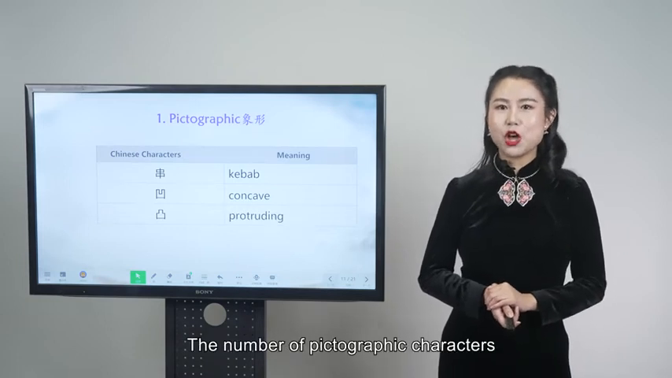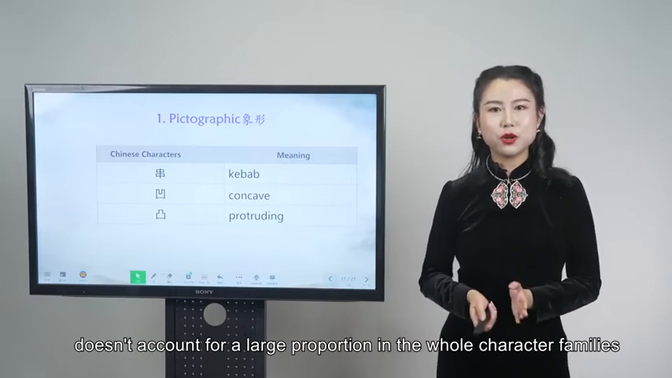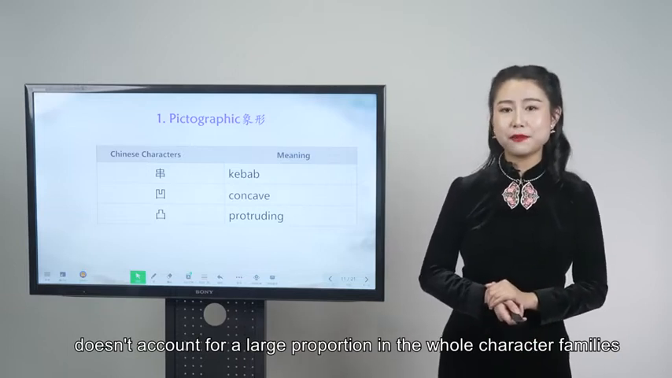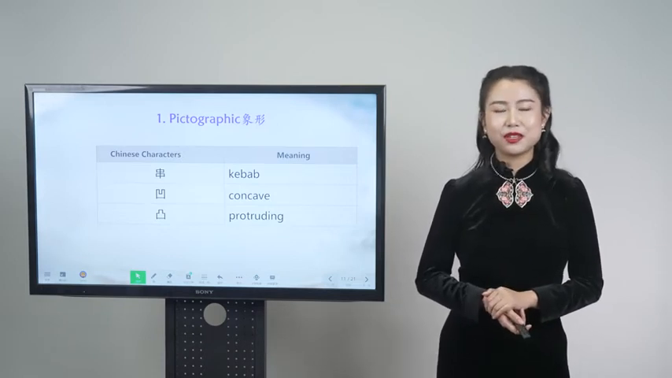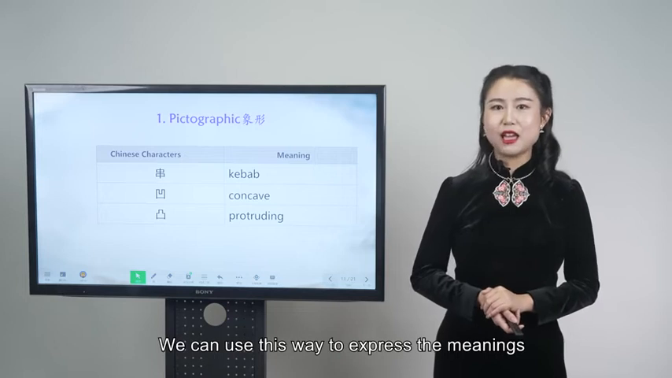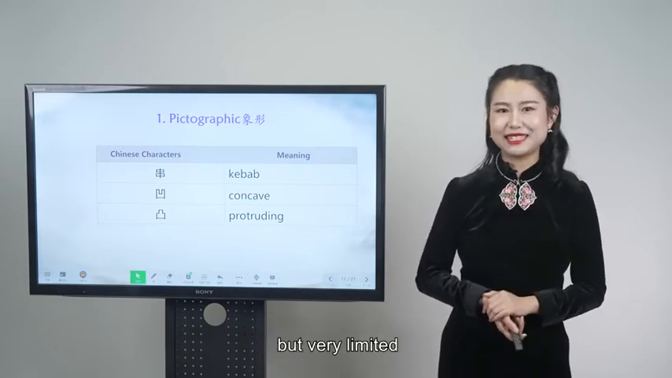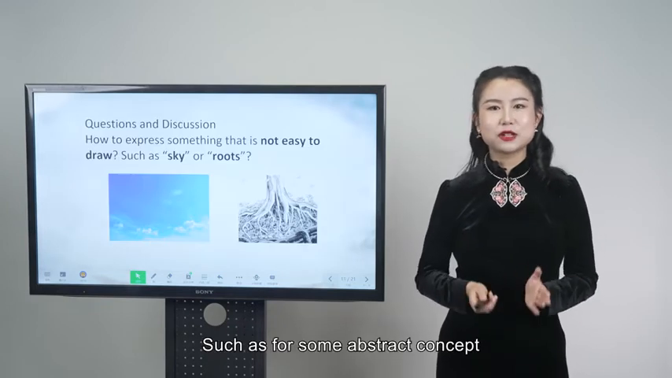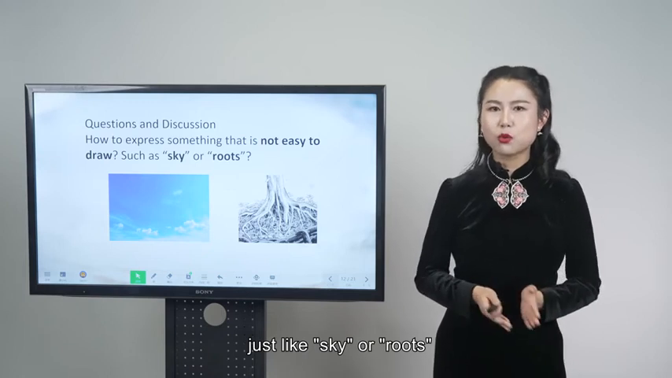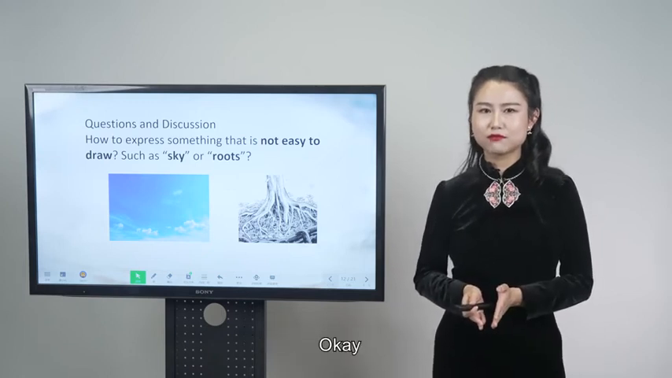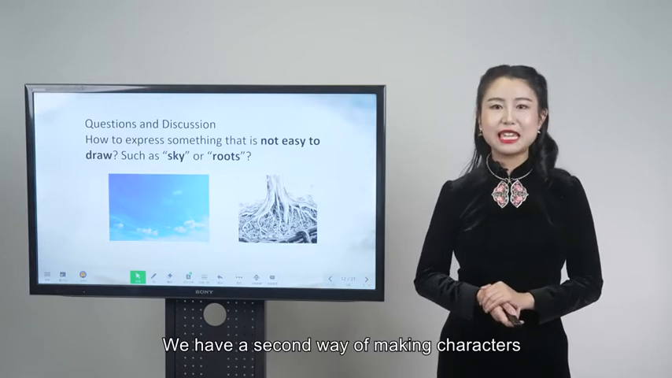The number of pictographic characters doesn't account for a large proportion in the whole character family, but they are the basis of formation. We can use this way to express meanings, but it is very limited, such as for some abstract concepts, just like sky or roots. Okay, don't worry, we have a second way of making characters.